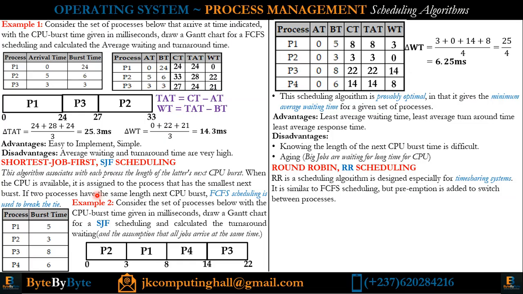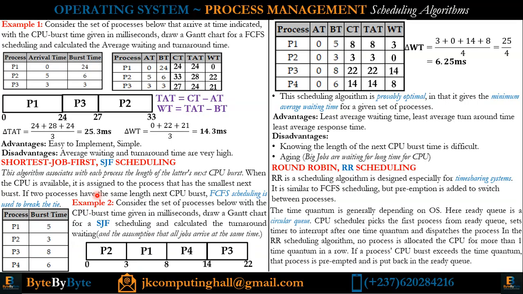can see. And what we retain is that the round robin scheduling algorithm is designed especially for time sharing systems, and it is similar to first come first serve, but preemption is added to switch between processes. The time quantum generally depends on the operating system. What is a time quantum? Some of you might ask, what is a time quantum? Time quantum is simply the amount of time that the operating system allocates to every process before preemption occurs.